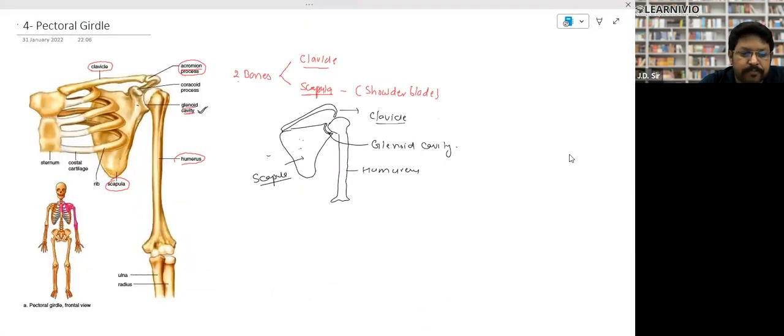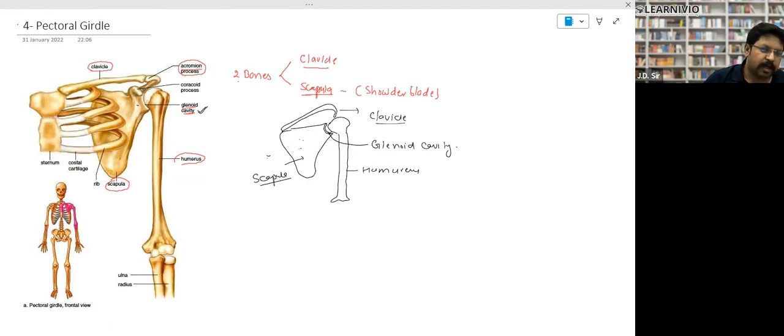Pectoral girdle. Look. Pectoral girdle means this shoulder bone, right? You must have seen those people who are weaker. We can see their shoulder bone from the backside only. So this bone is a blade-shaped triangular bone. This is called the scapula, right?